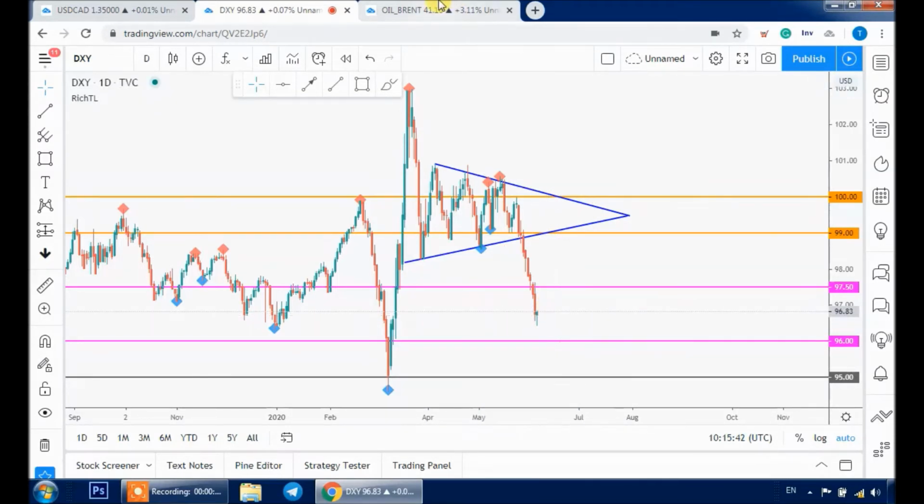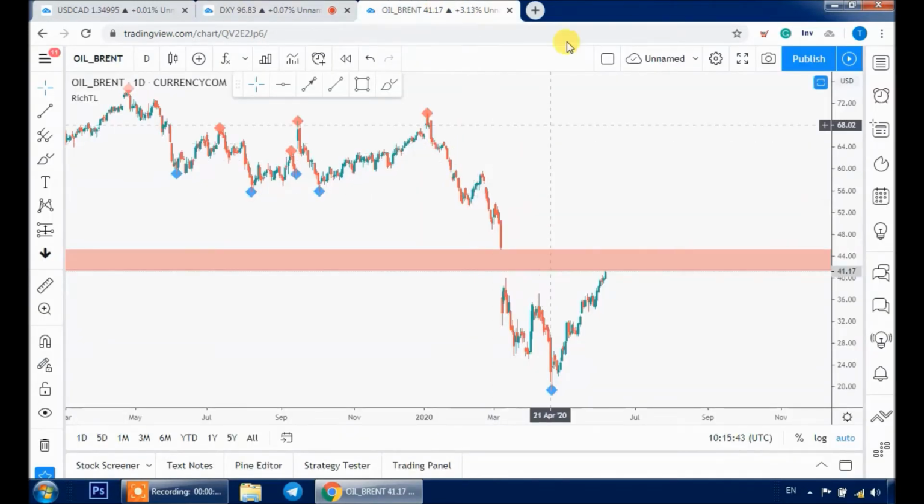That's for the DXY. If we check the Brent oil, we can see that oil is filling the previous gap. Here's our previous gap.